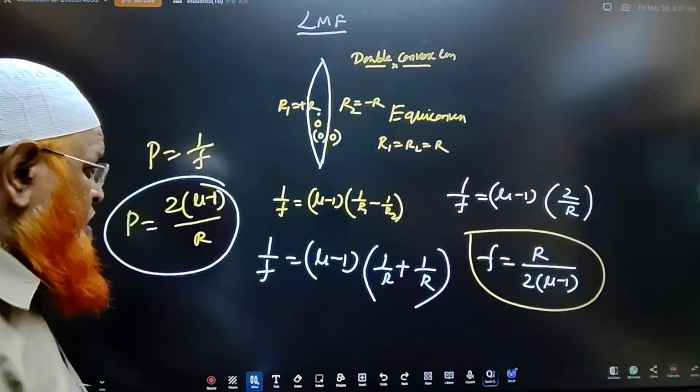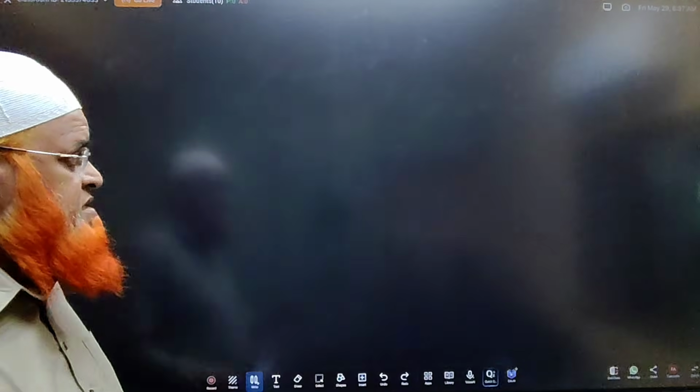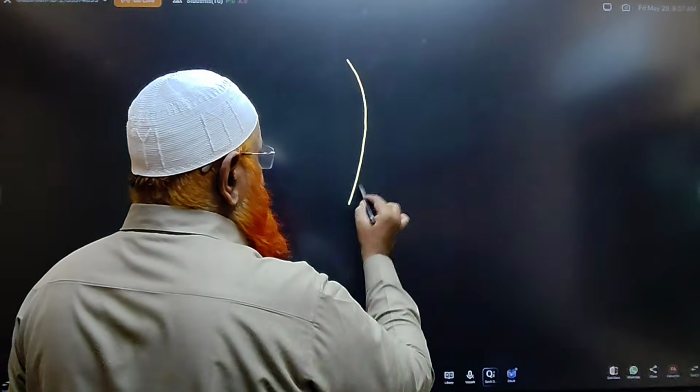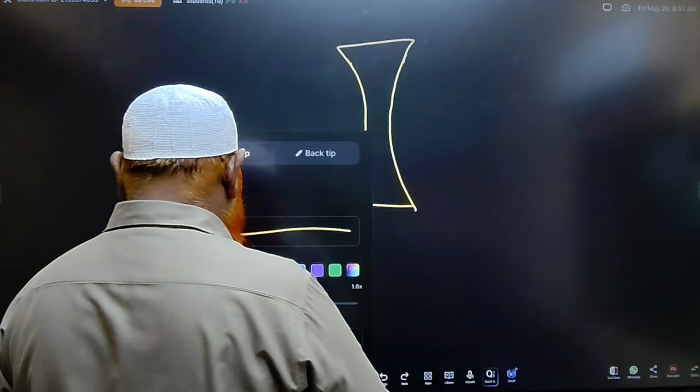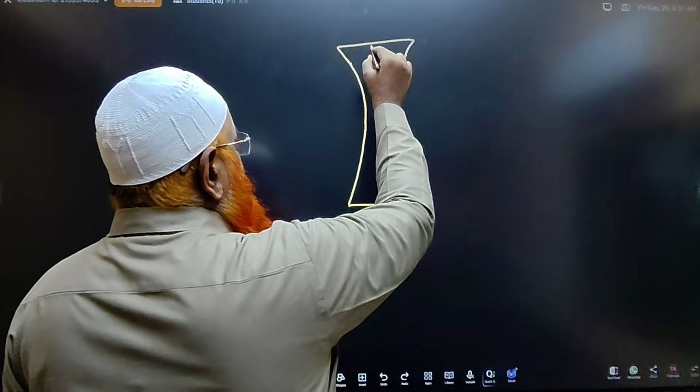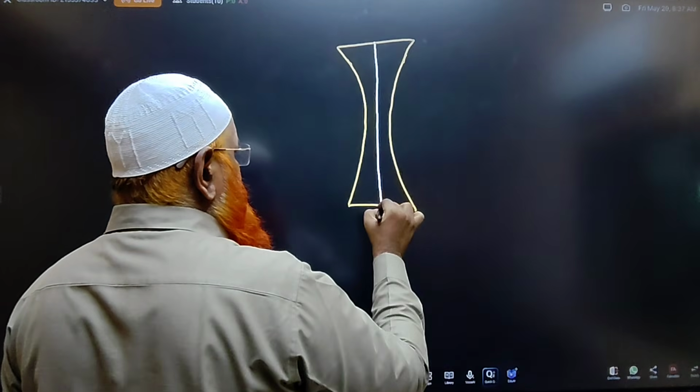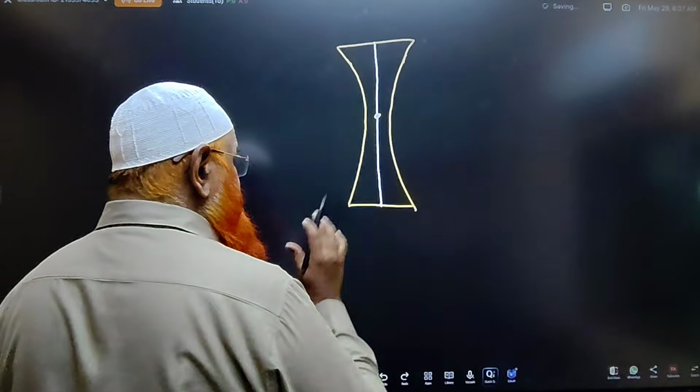Now let me discuss what is the meaning of equiconcave lens. So equiconcave lens means this is a concave lens. Don't write, I will send everything. Because if you start writing, your concentration won't be on the board, okay?